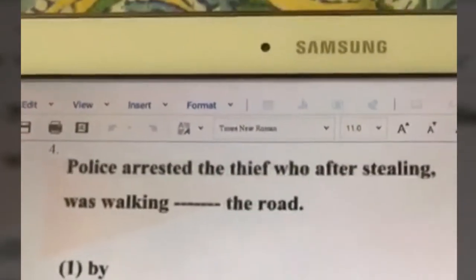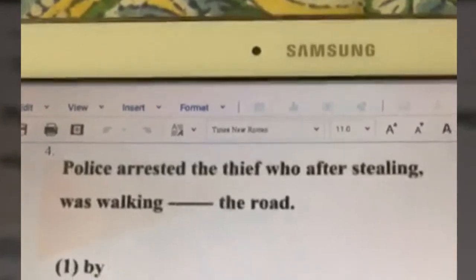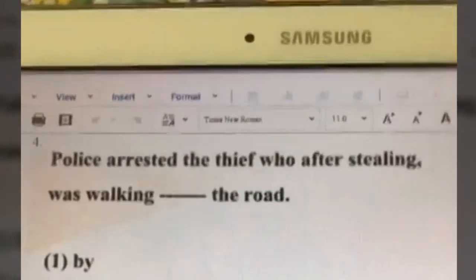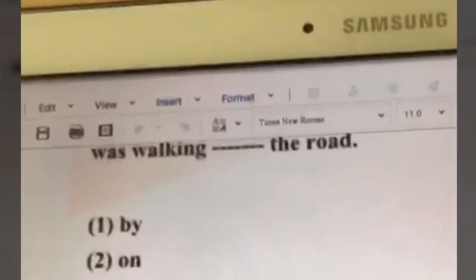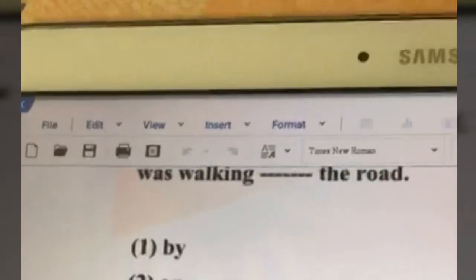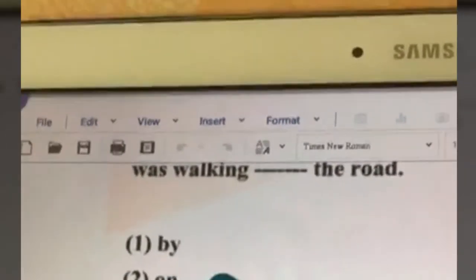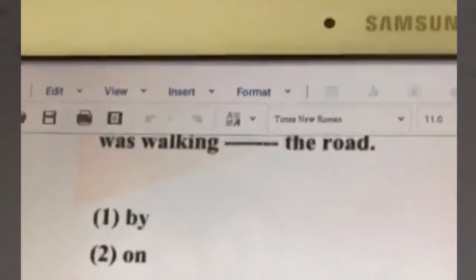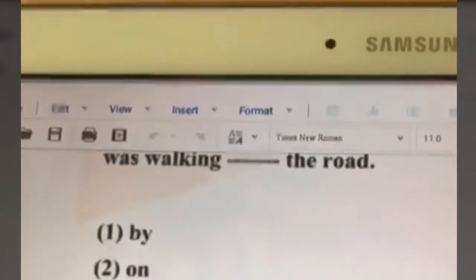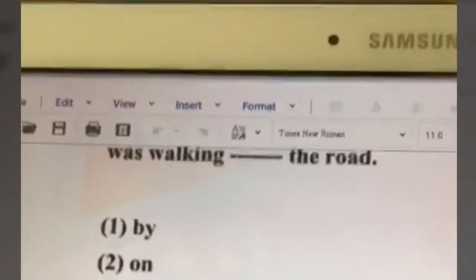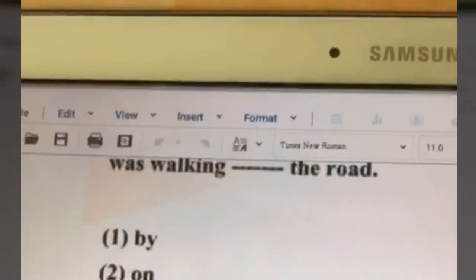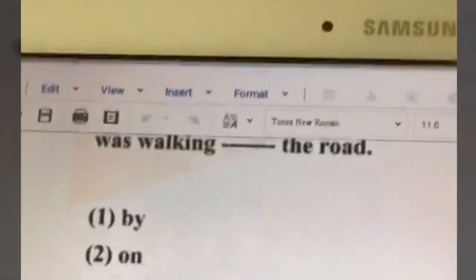So imagine a thief who has just stolen something. Where do you think he will walk? Will he walk by the road? By the road means it's more like beside, which means on the side. Will he walk on the road? I don't think so, because only a person who has no fear will walk straight on the road. Will he walk across the road? Again, most likely not, because when you're walking across the road, maybe somebody will see him, right?